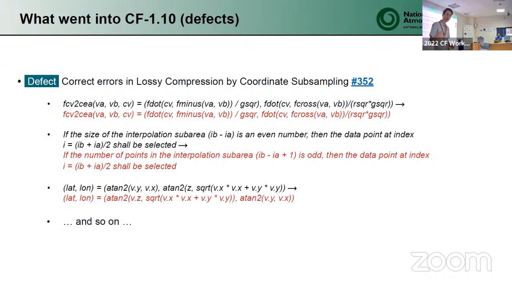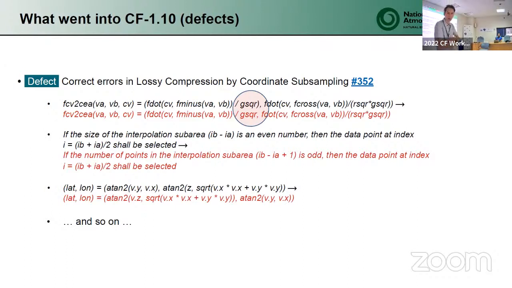So I haven't put all of them here, but there were a few which I thought were noteworthy. So the first one is a rogue parenthesis, which is probably a bit hard to see. It's that one after the GSQR variable. So that's gone. So that sort of garbled that equation.